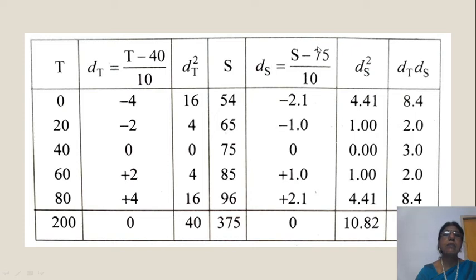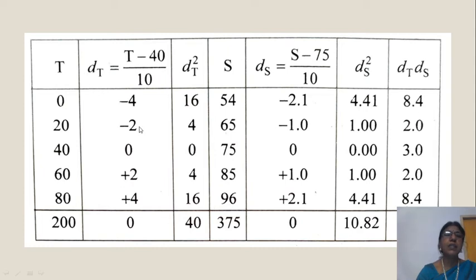ds is S minus 75 by 10. You get these values. Now ds square is the square of this value, which is 4.41. Minus 1 whole square is plus 1. 0 square, 1 square is 1, 2.1 square is 4.41. Now dt into ds: minus 4 into minus 2.1. Both are minus, so you get plus 8.4.